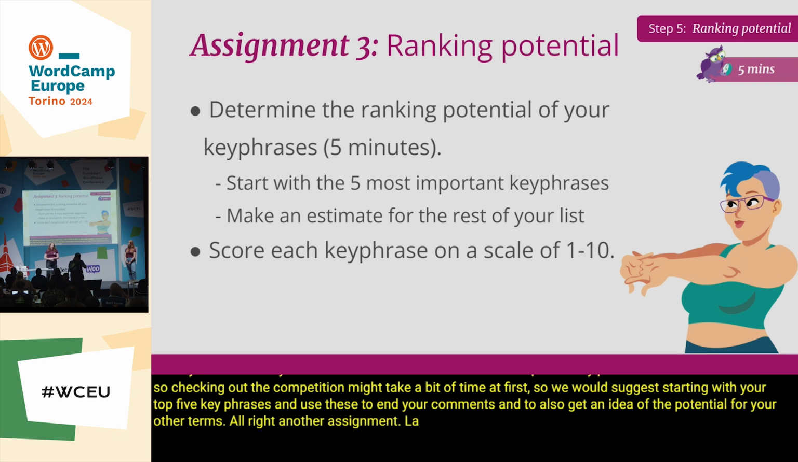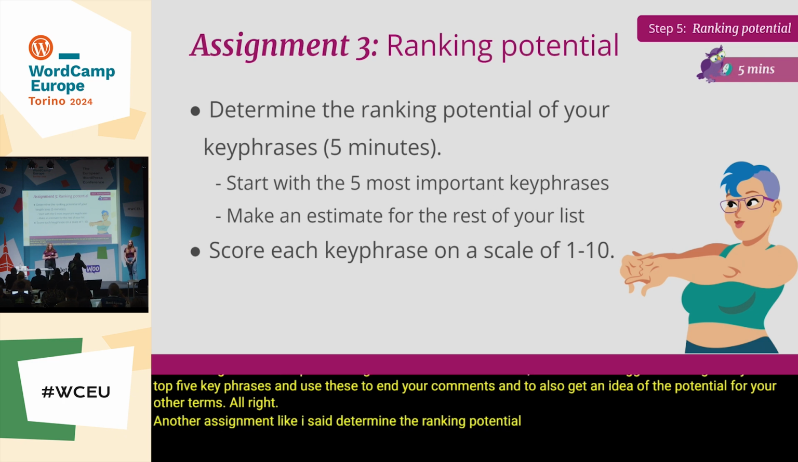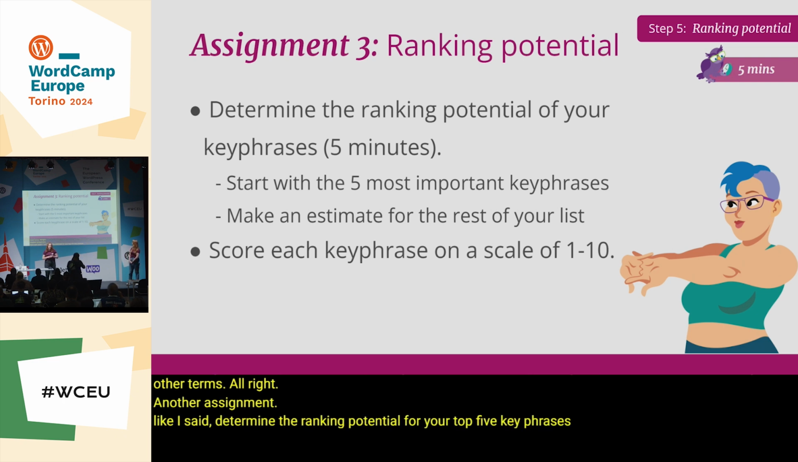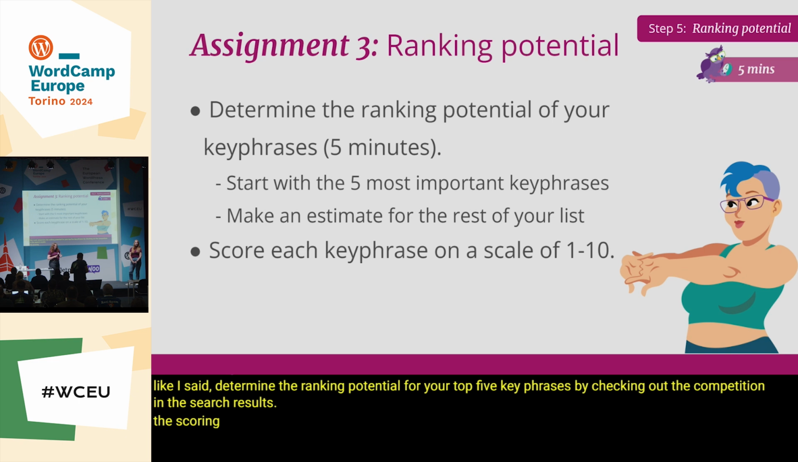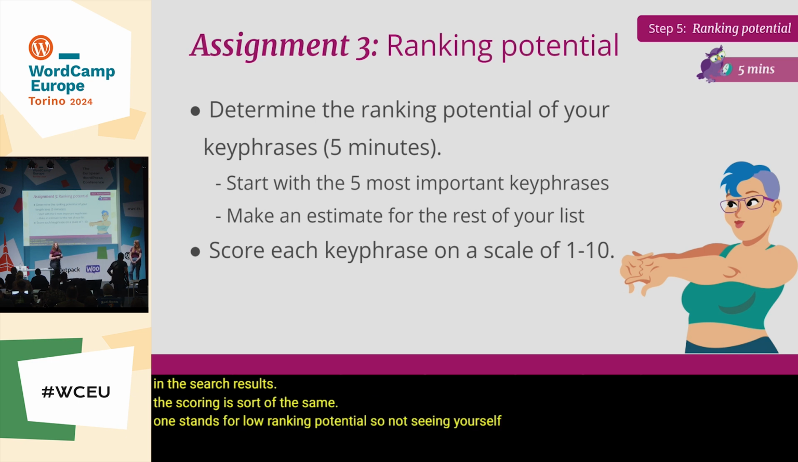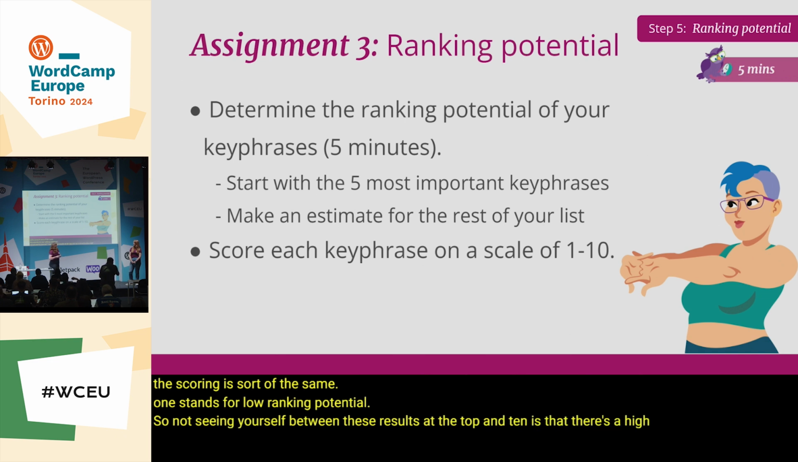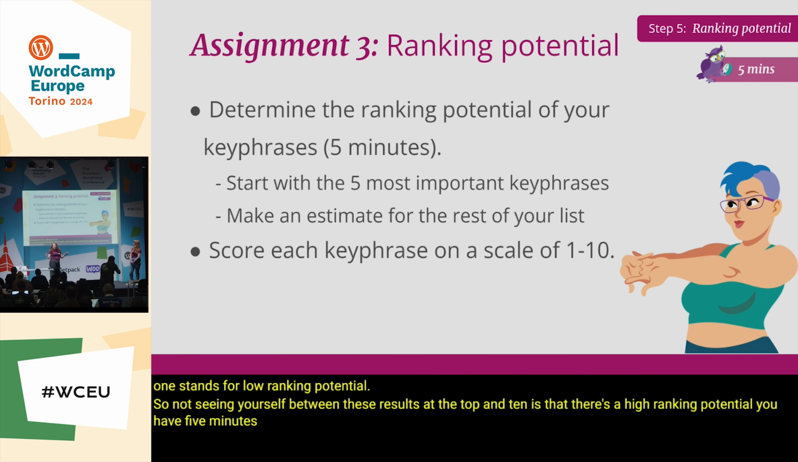Like I said, determine the ranking potential for your top 5 key phrases by checking out the competition in the search results. The scoring is sort of the same. 1 stands for low ranking potential, so not seeing yourself between these results at the top. And 10 is that there's a high ranking potential. You have 5 minutes. Let us know if we can think along, and good luck.